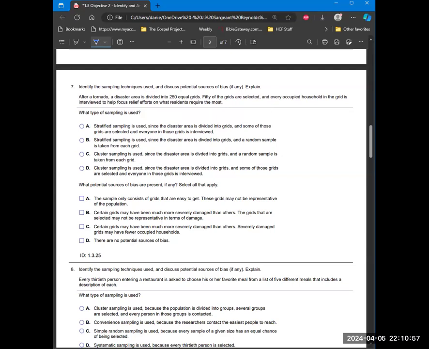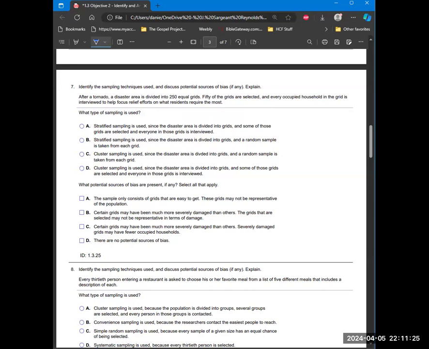Let's identify the sampling technique used and discuss potential sources of bias, if any. After a tornado, a disaster area is divided up into 250 equal grids. 50 of the grids are selected, and every occupied household in the grid is interviewed to help focus relief efforts on what residents require the most. So what type of sampling is being used?